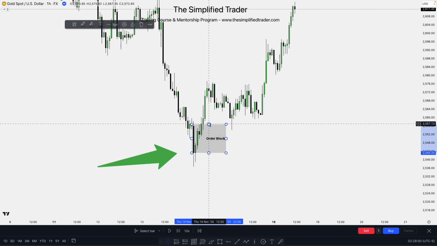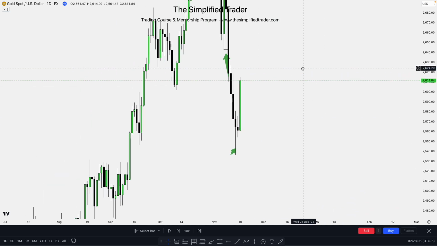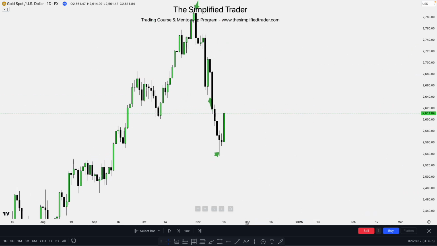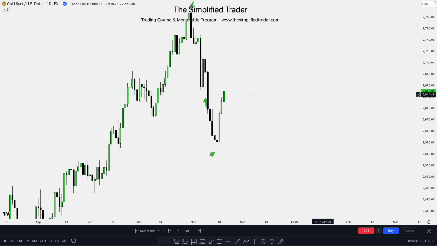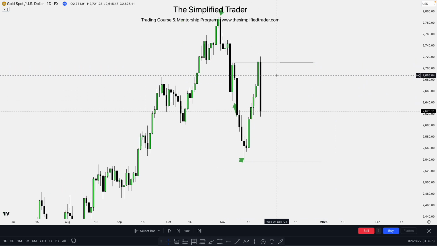Let's go ahead and delete all of this. And what do we do now? Now we go to the daily time frame again. So now we mark out our swing low and we go ahead, excuse me, and we mark out our swing high. And we wait for price action to do its thing. What happens here? Here we take out our swing high.